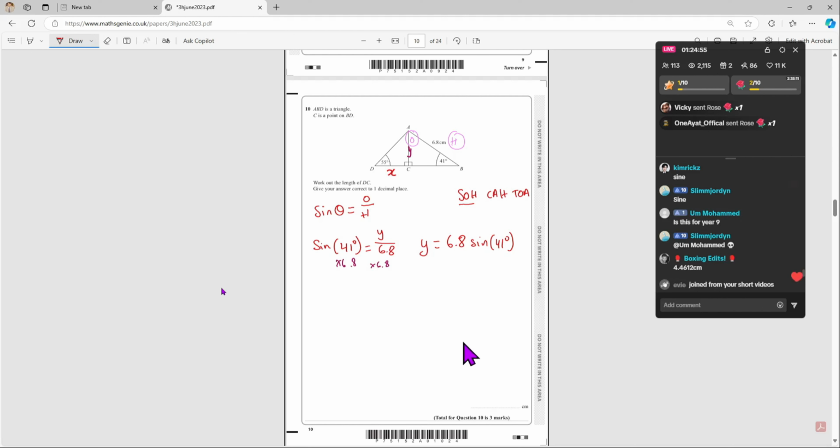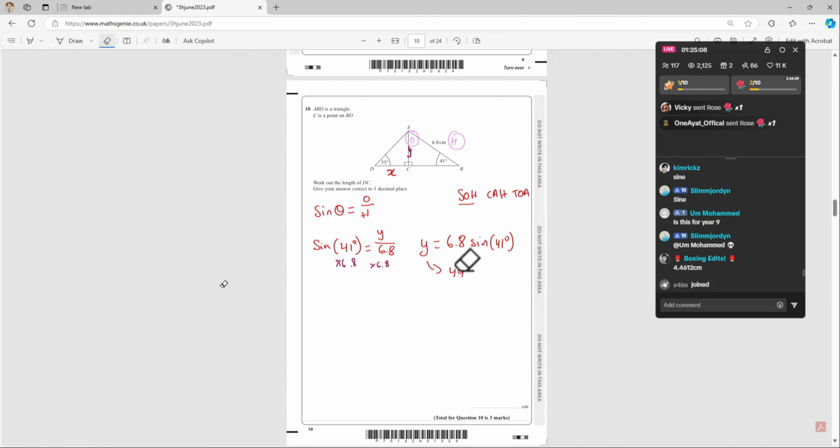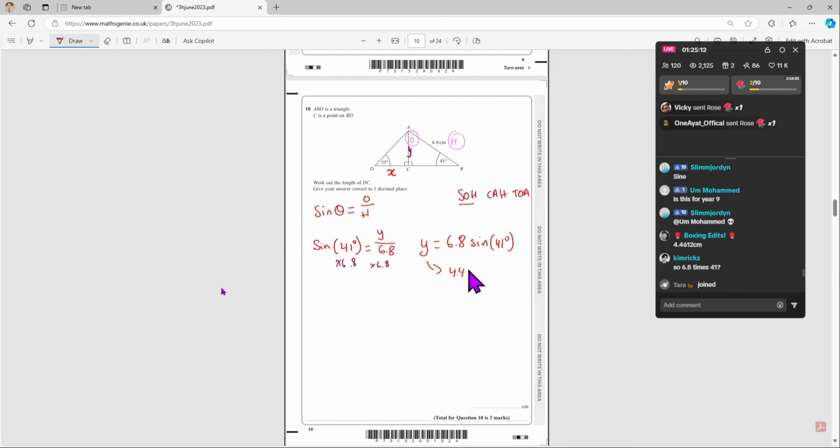Now, once we have done that, when you put this into your calculator, it says give it to one decimal place. But for now, I'm going to do it to 2 decimal places. I'm going to put 4.46, okay? Yes, it's going to be 6.8 times by sine 41 degrees. Now, if you put this together in your calculator it will automatically know that you have to multiply. Okay?